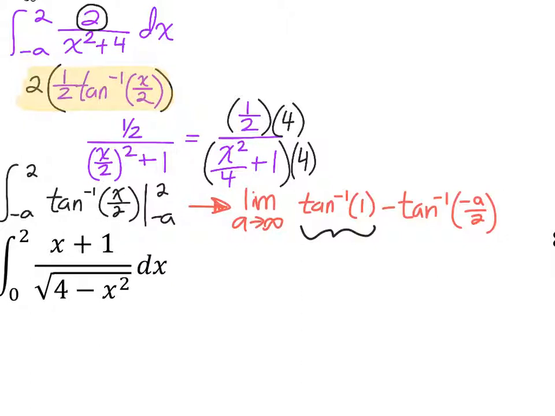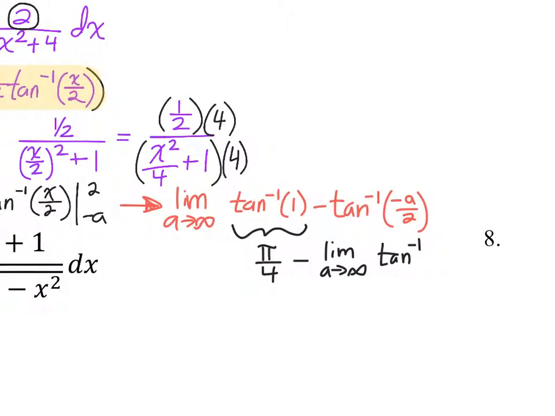Not 60. 45. Yeah, because it was 1 over radical 3, then 1, and then radical 3. All right, we also have the same thing, but in the third quadrant. But the arctangent ratio only exists between negative pi over 2 and pi over 2. So I wouldn't care about the third quadrant anyway. All right, so pi over 4. So pi over 4 minus the limit as a approaches infinity of the arctan of negative a over 2.